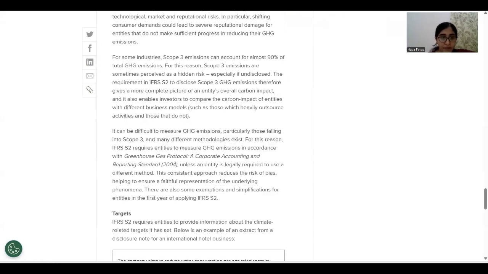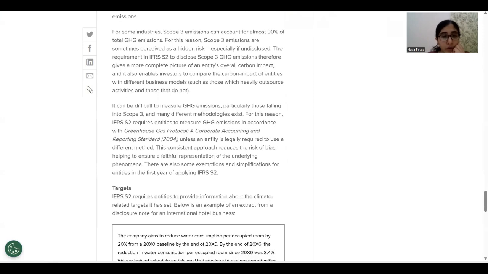For some industries, Scope 3 emissions can account for almost 90% of the total. For that reason, Scope 3 emissions are sometimes perceived as hidden risks, especially if undisclosed. The requirement in IFRS to disclose Scope 3 GHG emissions therefore gives a more complete picture of an entity's overall carbon impact. It also enables investors to compare the carbon impact of entities with different business models, such as those which heavily outsource activities and those that do not.